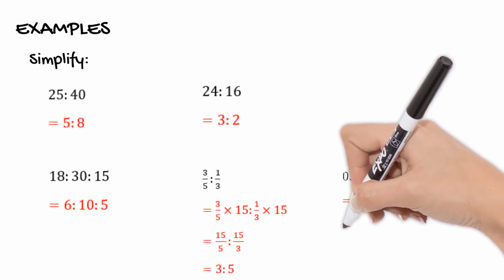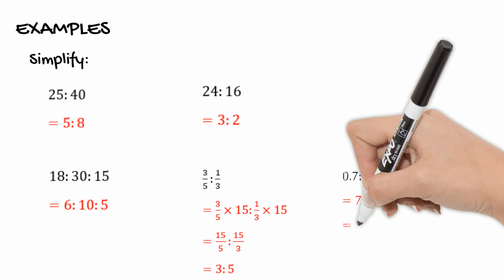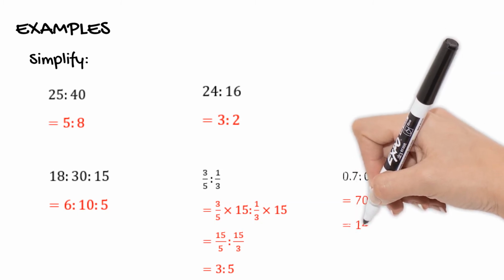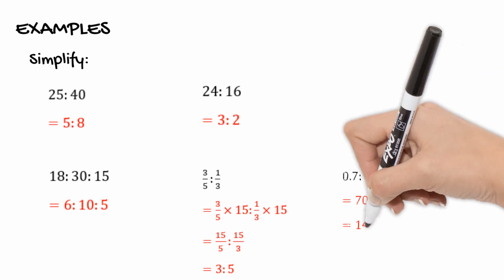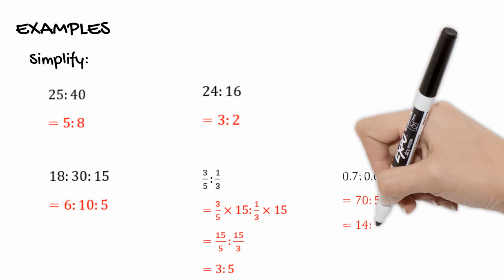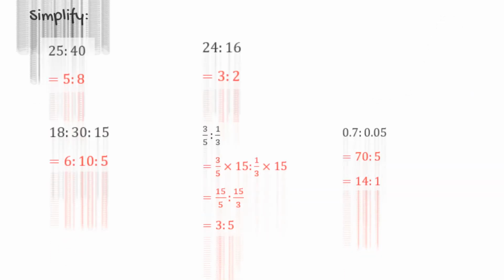So multiplying throughout by 100 gives us 70 to 5, which we can then simplify using our highest common factor, which of course is going to be 5, which makes our ratio in simplest form 14 to 1.